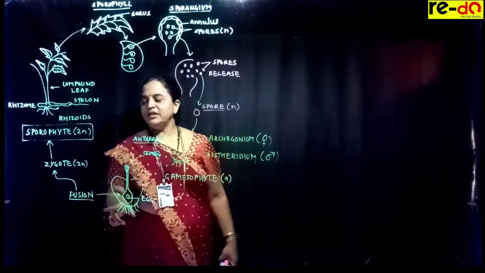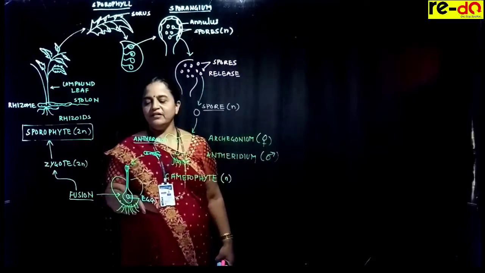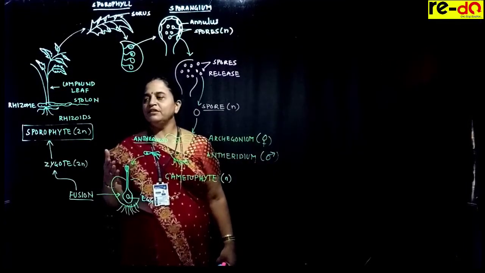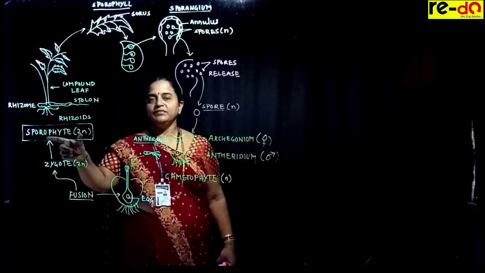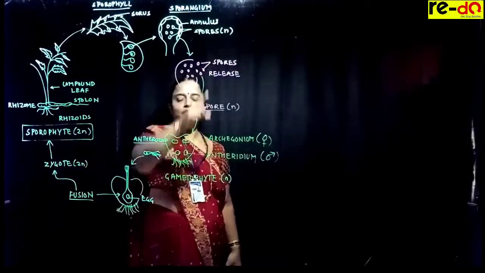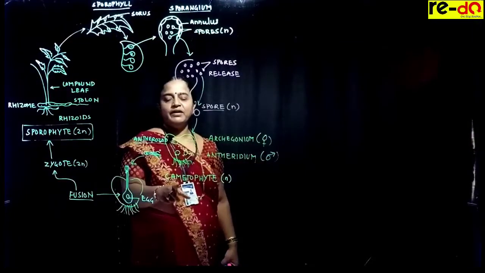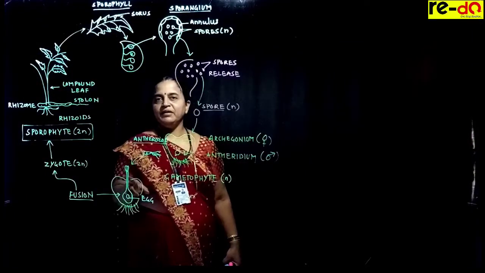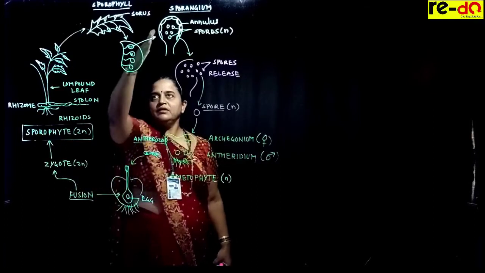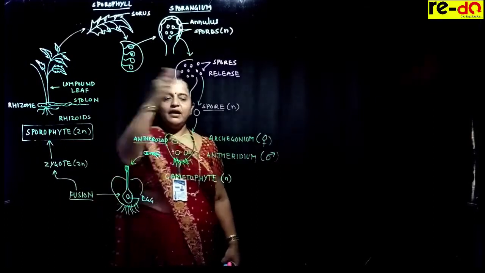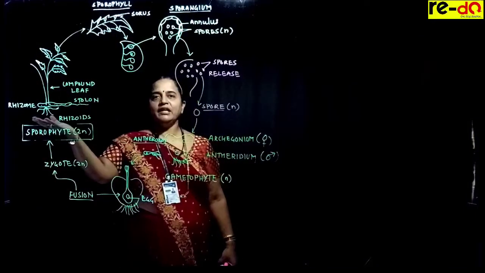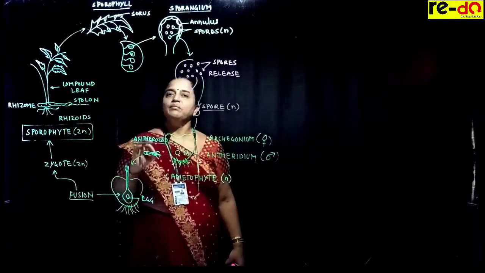On fusion, it gives a zygote inside, and this zygote will develop by normal cell division into a new sporophyte. The sporophyte produces spores. Spores germinate to produce the gametophyte. The gametophyte produces gametes. Gametes undergo fusion to form the zygote. This is how 2n and n, the diplohaplontic or haplodiplontic life cycle, we can see in Pteridophyta.